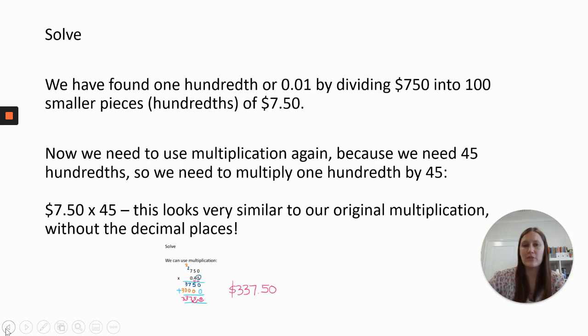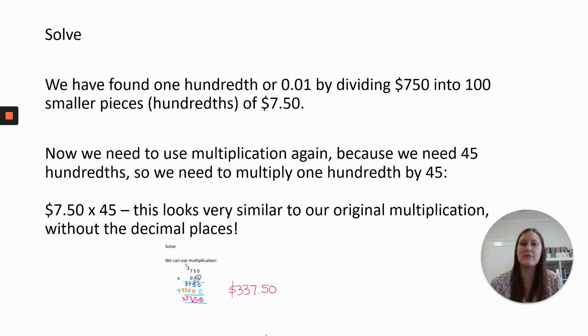Okay, so when I do that, I've got $7.50, that's one small piece, 100th of the 100 pieces that 750 has in it. And so that is $7.50. And then I use multiplication again to work out what 45 of those hundredths would be. So here, $7.50 times 45, and it looks very similar to what I did on the previous slide, except that we don't have the decimal places in there. So I know the answer is going to be the same. I just don't have to go back and put any decimals in at the end. Okay, so you can still work out what 100th is using division and multiply that out.